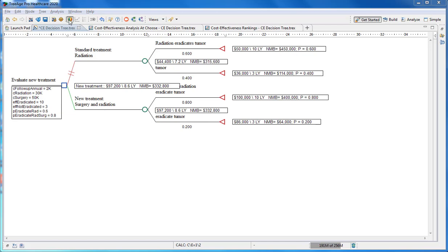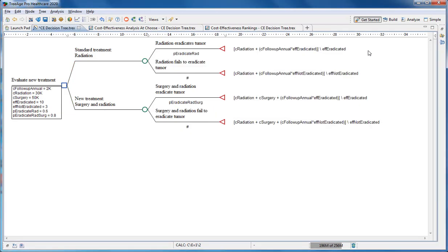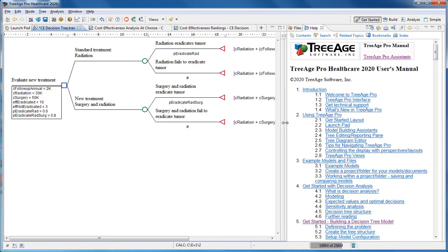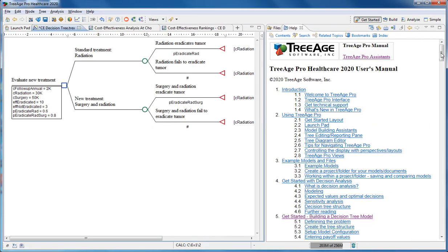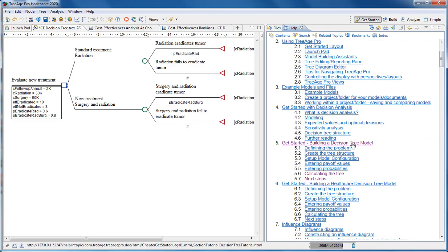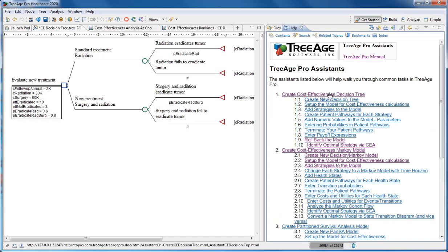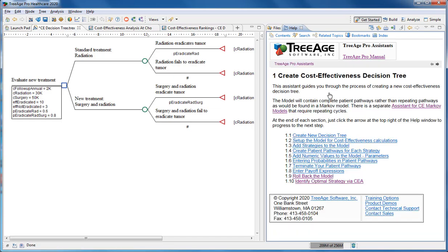If you need further assistance, there are more details in the help files. You can look at the chapter Get Started Building a Decision Tree Model, or you can also look at the TreeAge Pro assistance, where they have step-by-step instructions around building a decision tree.